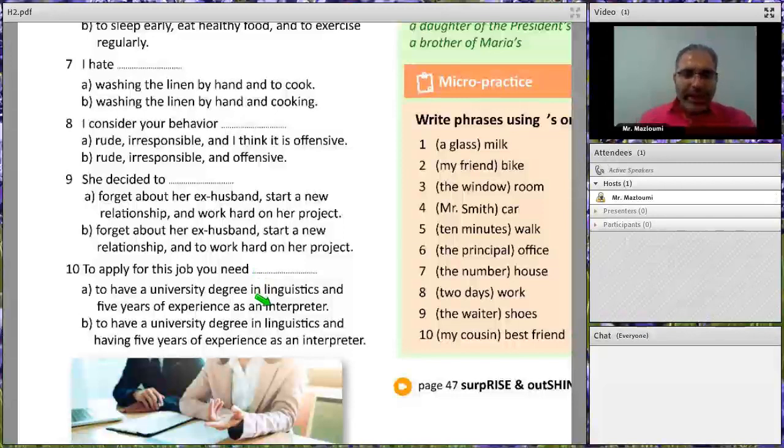By the way, an interpreter, many students just confuse it with translator. Guys, they're different. An interpreter means someone who translates spoken language, okay? Spoken language, what someone is saying, to another language. A translator can translate books, articles, I don't know, magazines, etc. So, interpreter, a person who translates spoken language.